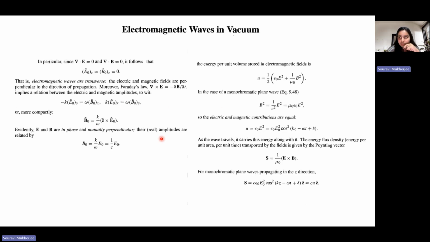Because when you have this wave propagating, it is carrying energy with it, right? So you can define energy per unit volume for the electromagnetic fields, and the energy has contributions from both electric and magnetic fields, and they are equal. You can define an energy flux density, a vector quantity that tells you the direction and magnitude of energy propagation, right?